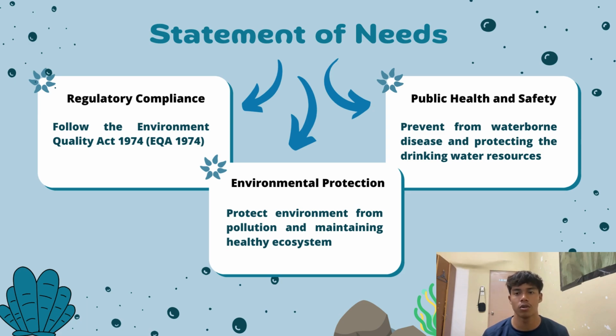The next part is the statement of need for the project. Firstly, it has to follow the Environmental Quality Act 1974. It is an act relating to the prevention, abatement, and control of pollution and enhancement of the environment, and for purposes connected therewith. Secondly, it is important for public health and safety. Establishing an efficient wastewater treatment plant will significantly reduce health risks by ensuring wastewater is treated to a safe level before discharge. Lastly, environmental protection. Untreated or poorly treated industrial wastewater contains harmful pollutants, including heavy metals, organic compounds, and other toxic substances. These pollutants can severely degrade the quality of the receiving water bodies.